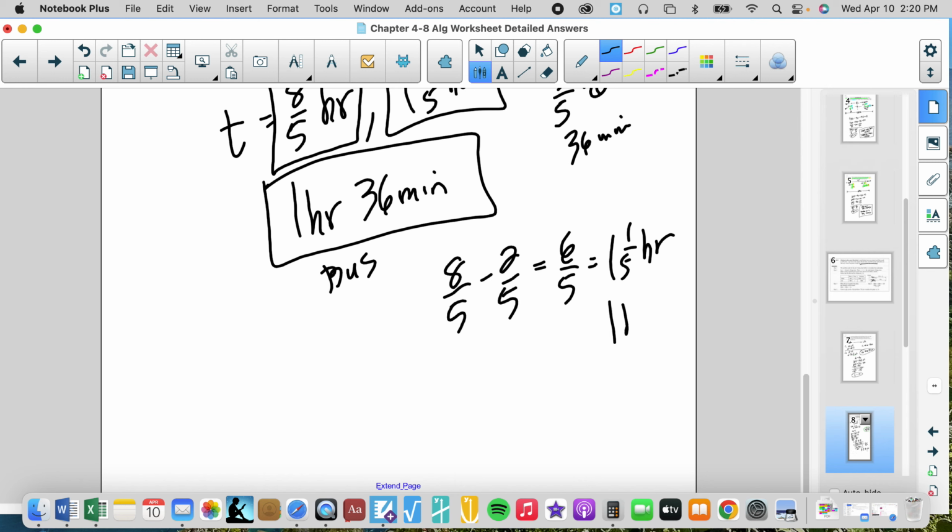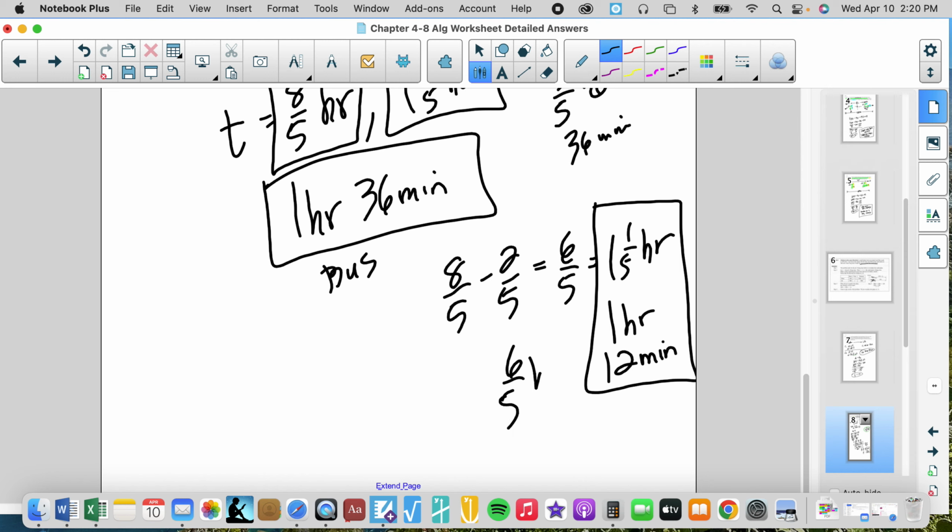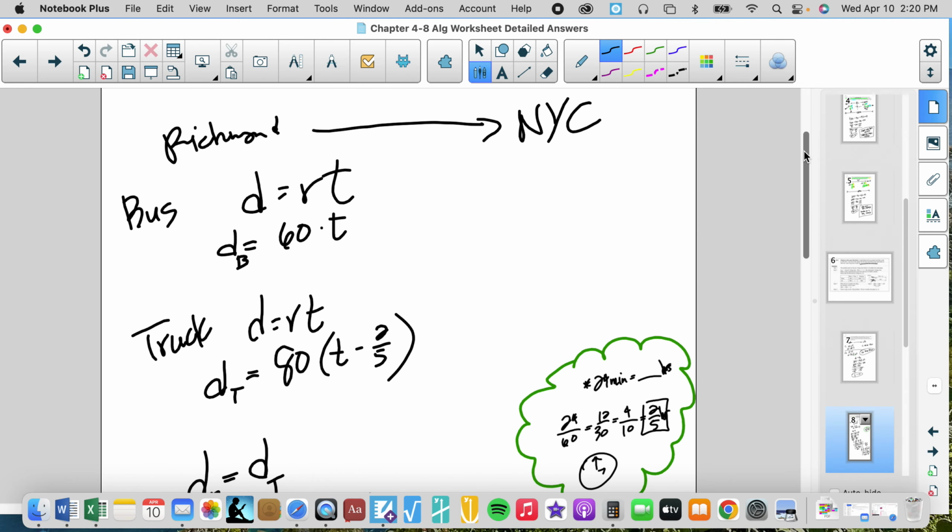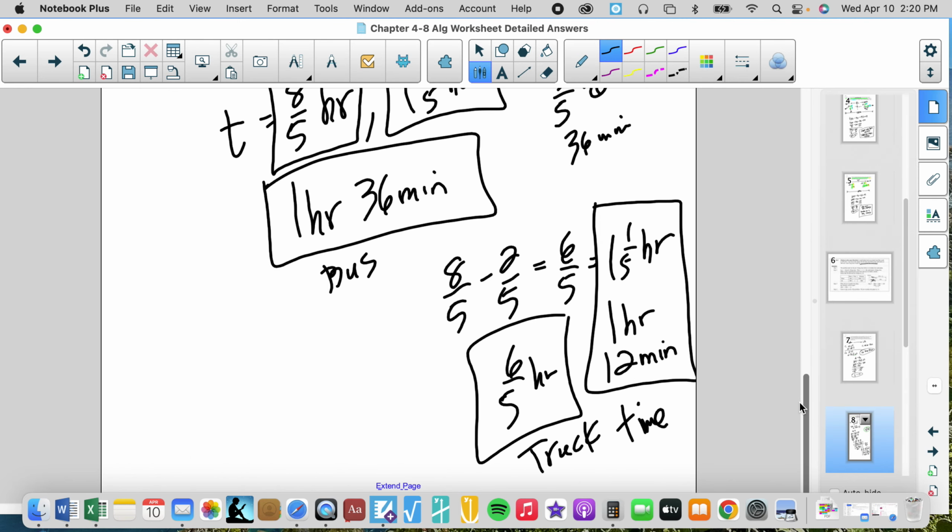or 1 hour, 12 minutes. Any of those, or 6/5 of an hour. I guess you can write that also. So that is going to be the truck's time. That's the bus time. It's going to travel for 1 hour and 12 minutes because it was 24 minutes later. So we had to subtract 24 minutes from 1 hour and 36, which is 1 hour and 12.